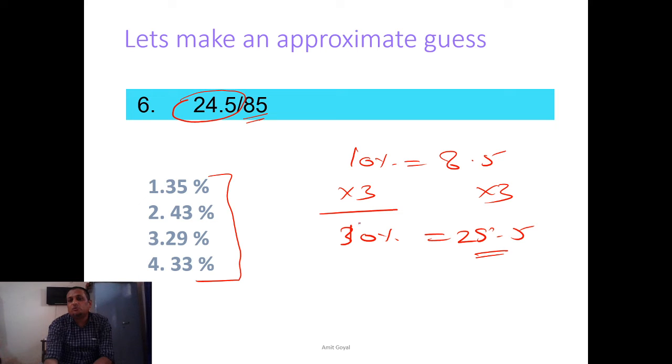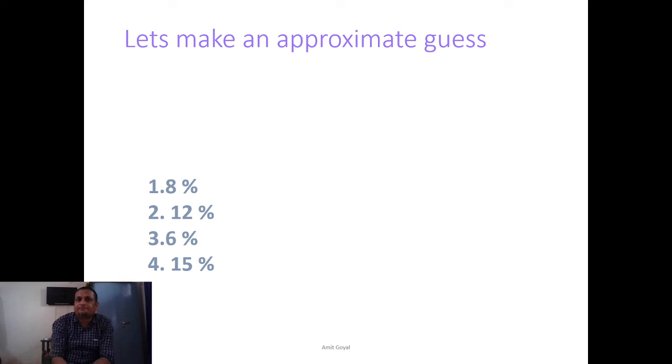So it means the answer should be slightly less than 30%. Now look at the options. Which option is slightly less than 30%? Of course option 3 is slightly less than 30%. So my answer should be option 3 here. Okay, let's take another example.